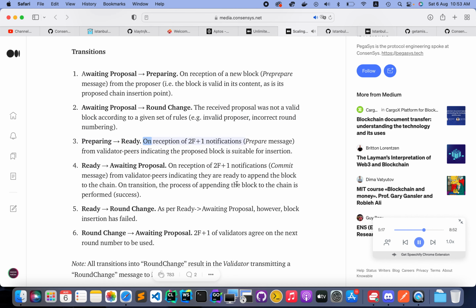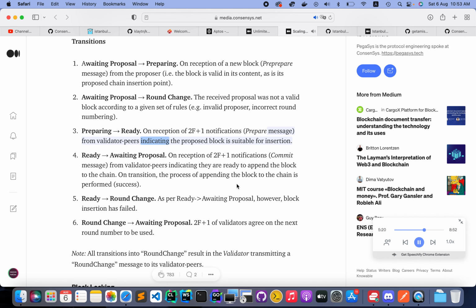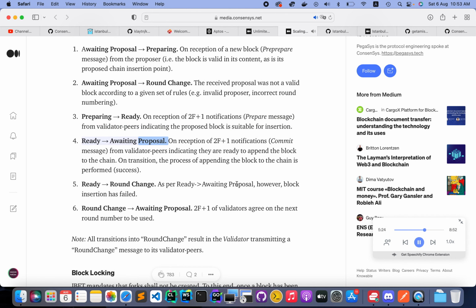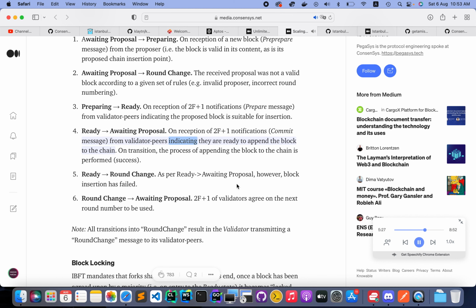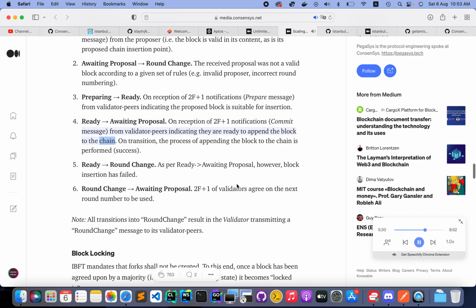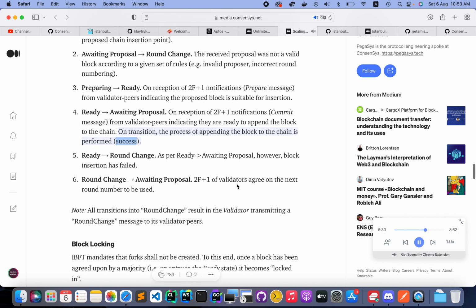Preparing to ready: on reception of 2F+1 notifications. Prepare: message from validator peers indicating the proposed block is suitable for insertion. Ready to awaiting proposal: on reception of 2F+1 notifications. Commit: message from validator peers indicating they are ready to append the block to the chain. On transition, the process of appending the block to the chain is performed.